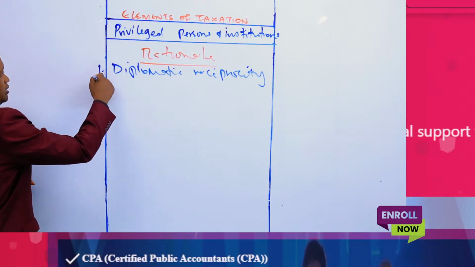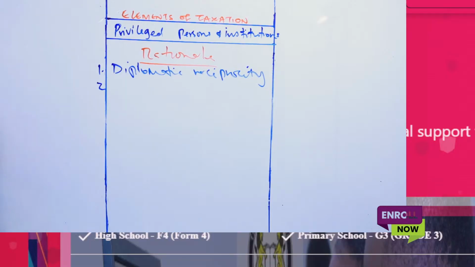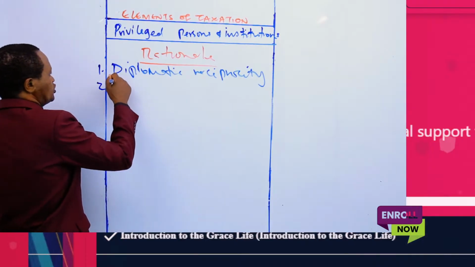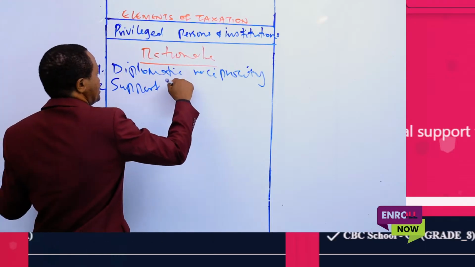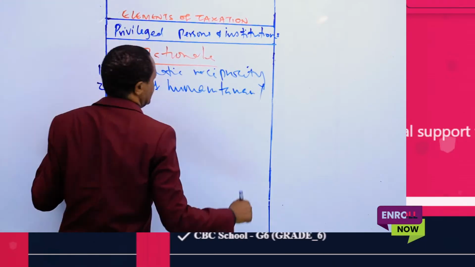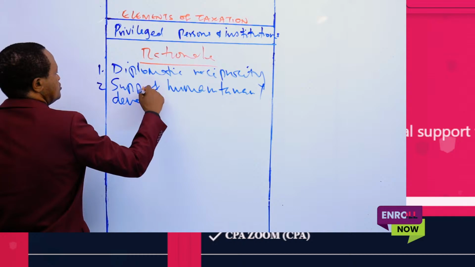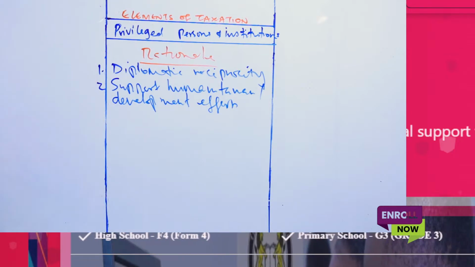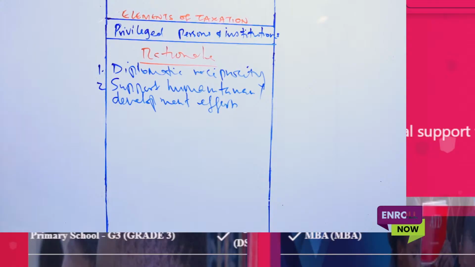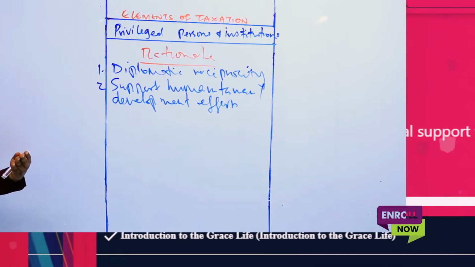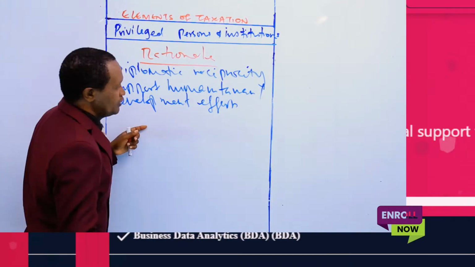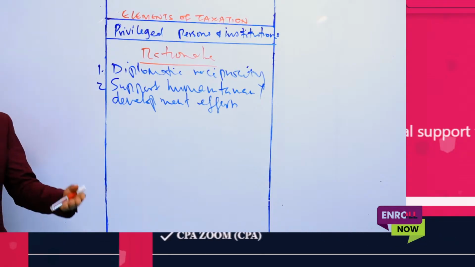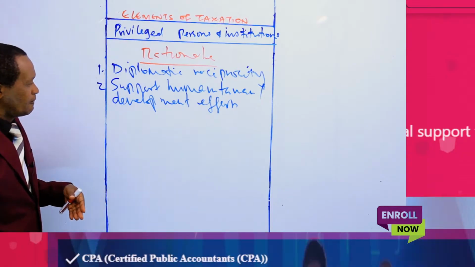The second rationale is supporting humanitarian efforts, to support humanitarian and development efforts. This means to reduce the cost burden on organizations that are involved in humanitarian aid, relief, and development.